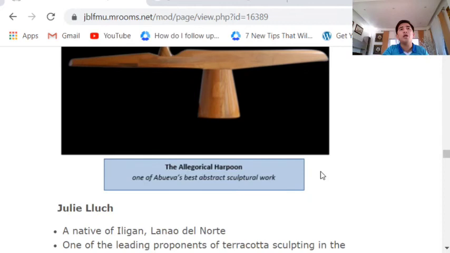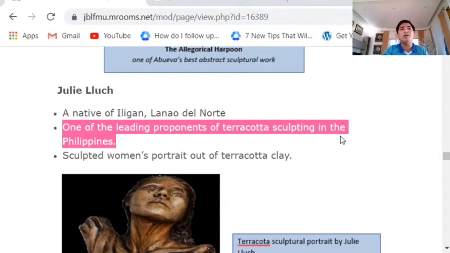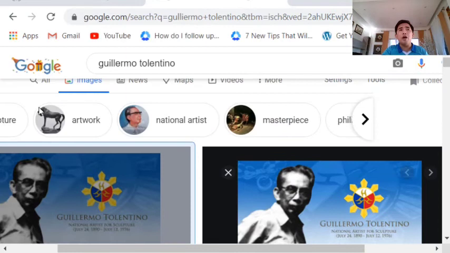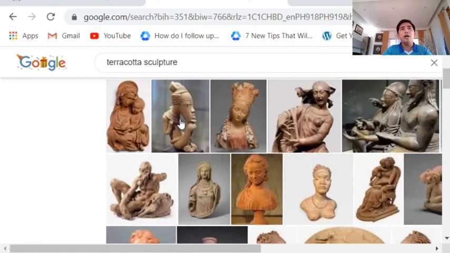Next, Julie Luch is a native of Iligan, Lanao del Norte, one of the leading proponents of terracotta sculpting in the Philippines. Makikita natin terracotta sculpting in the Philippines, class, gagamit sila sang lupa or any materials that you can find from your environment. Okay? From Earth's environment. For example, terracotta sculpture. Right? Kasi ginagamitan niya ang soil or clay.